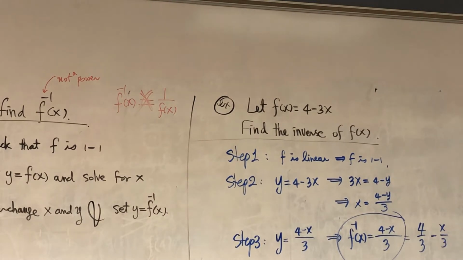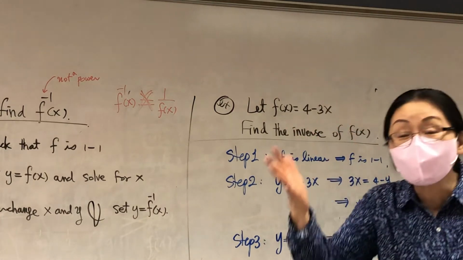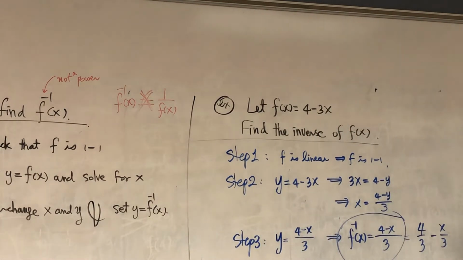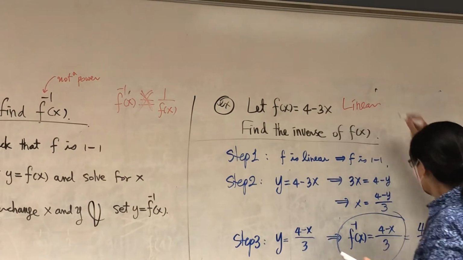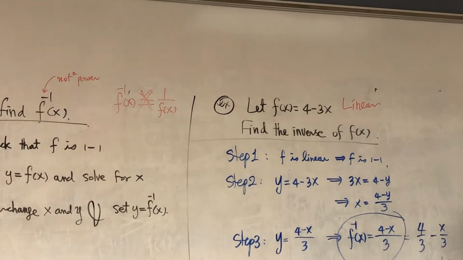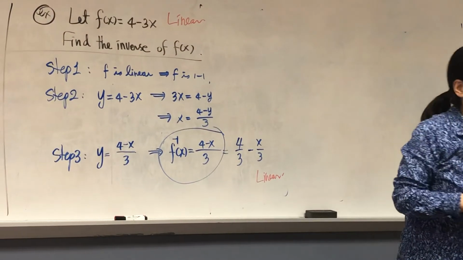Now, what is the name of this function? Linear. Very good. Linear function. What's the slope? Very good. Good job. And what's the intercept? The 4/3. Good. So don't confuse. This is linear. Here, this one is also linear. Am I right? Don't say rational.